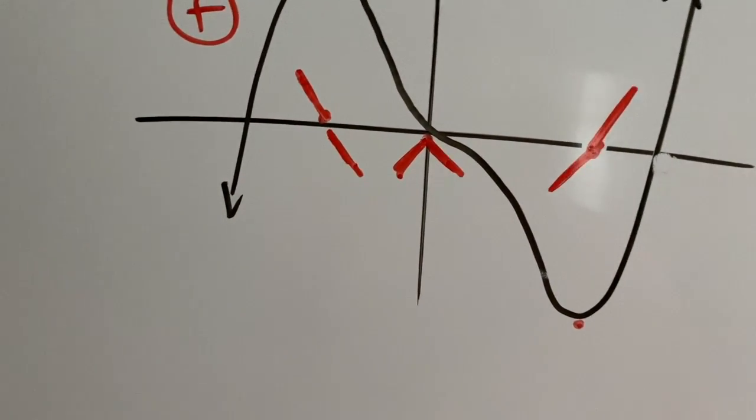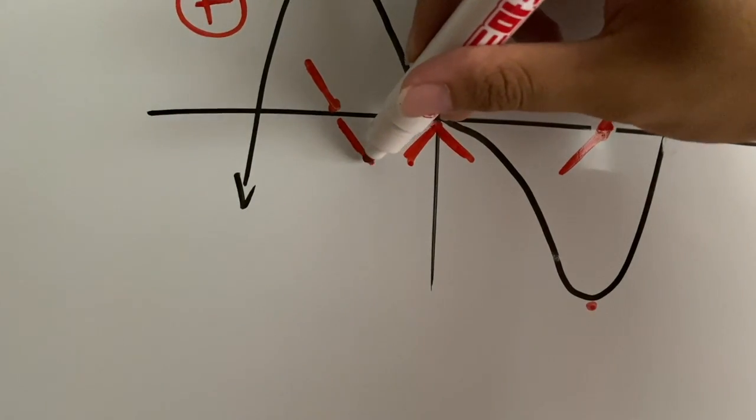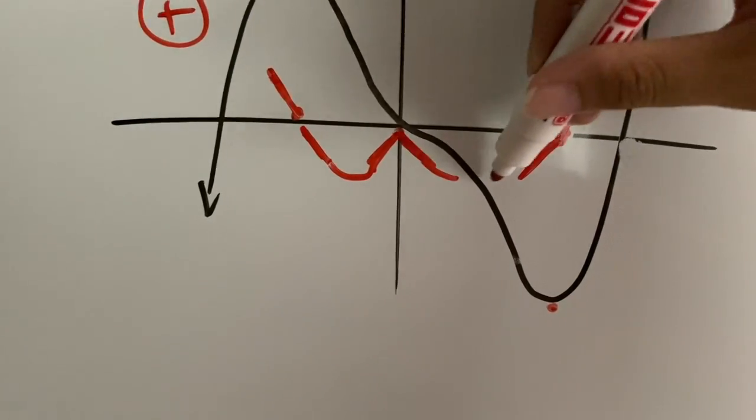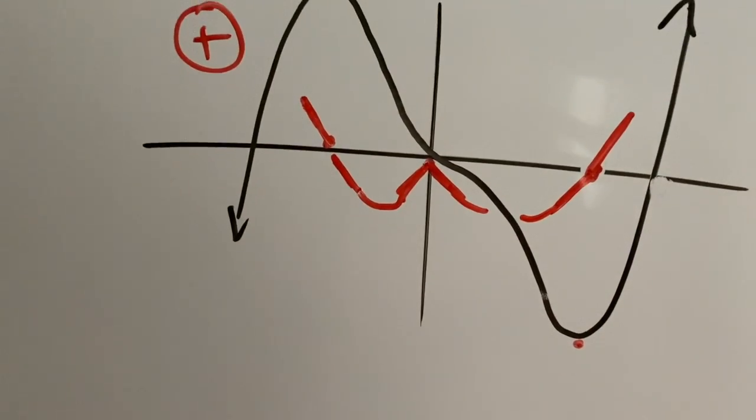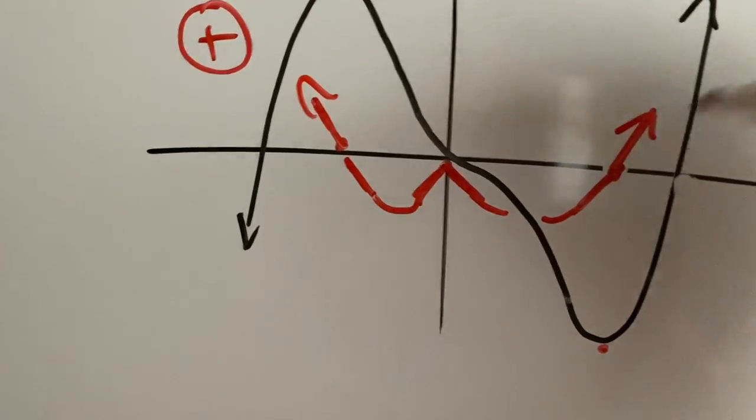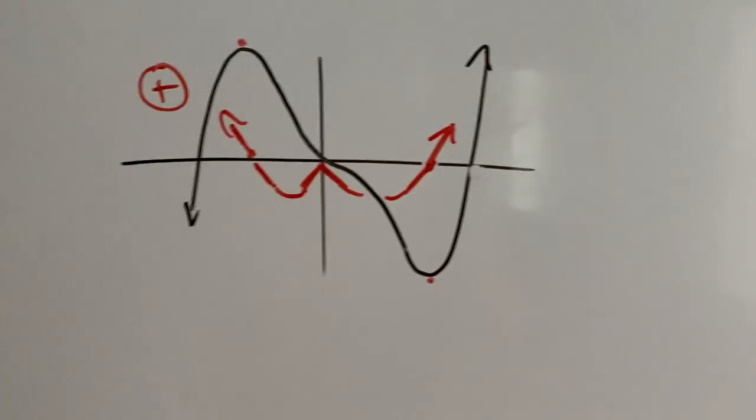So then what my graph is going to look like is something like this. Yep. Okay, and then you're good, all right? Done. That's a gradient function.